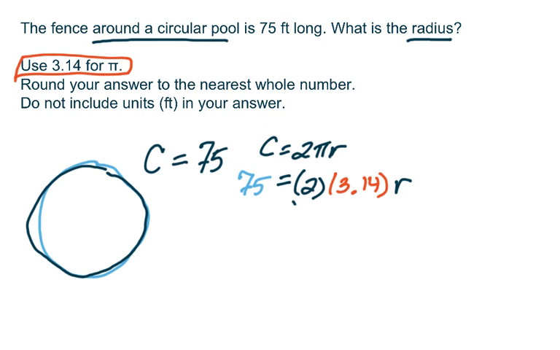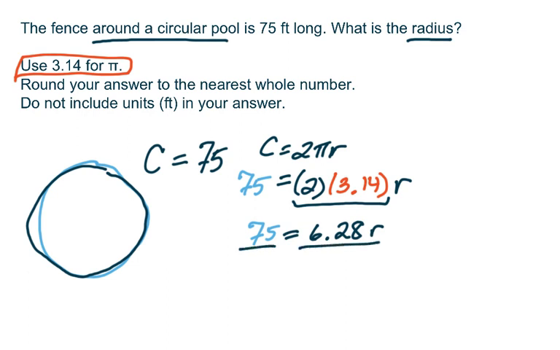The first thing I think I'm going to do is actually multiply those two values together. You don't have to, but for me, it will make it easier to do the division that's coming up next. So I'm going to leave the 75. 2 times 3.14 is 6.28. I'm still multiplying by r.